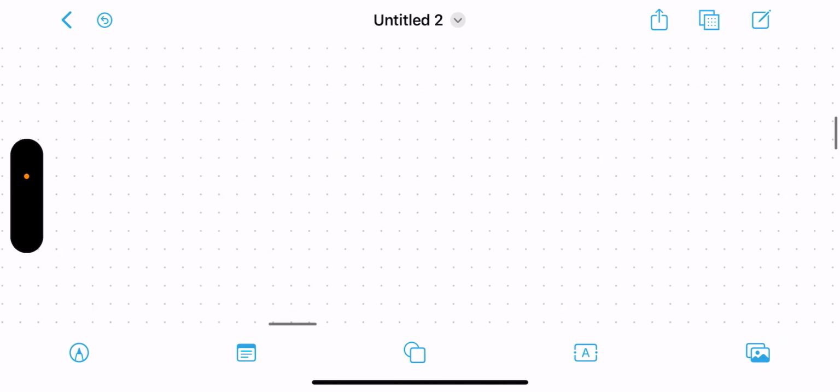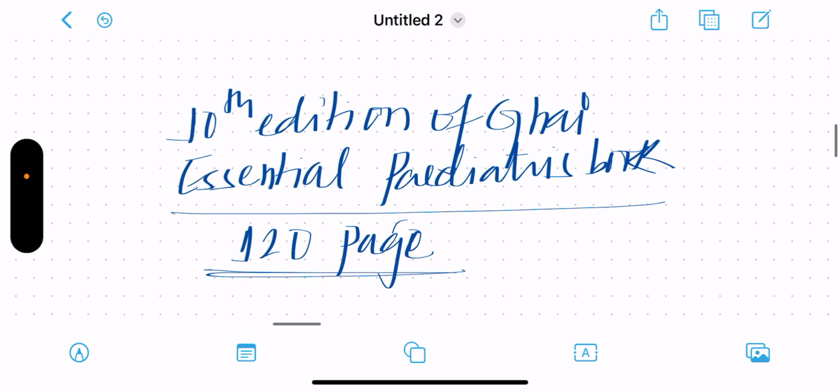My reference for today's topic of APGAR score is the 10th edition of Ghai, Essential Pediatrics. You can find this topic of APGAR score on page 120. So go through it, read it once, and I hope that you get a good grasp of this topic.